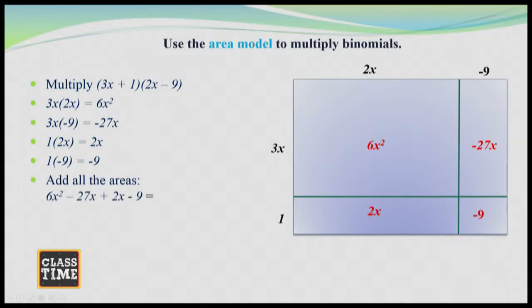So we would have 6x squared, being subtracted, we have negative 27x, and we add 2x and subtract 9. And of course, the like terms, we group the like terms because by now we know what the like terms are. We would see that negative 27x added to 2x would give us negative 25x. And this is a simplified binomial.